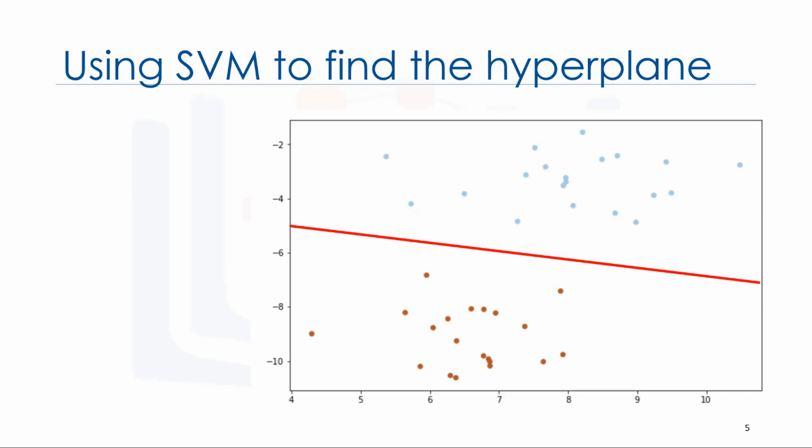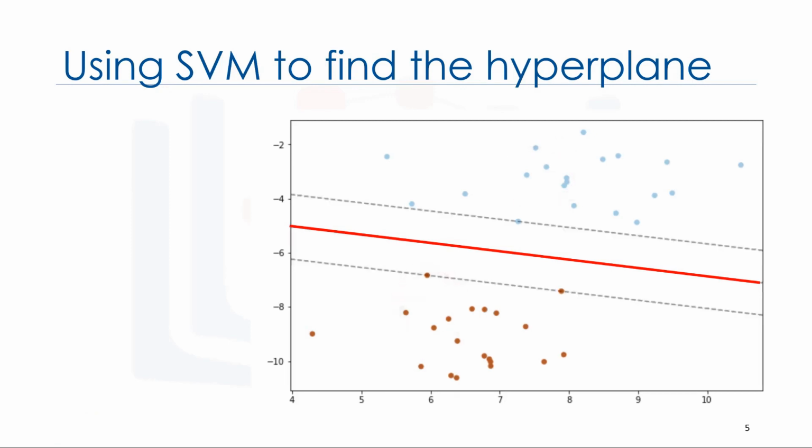Basically, SVMs are based on the idea of finding a hyperplane that best divides a dataset into two classes, as shown here. As we're in a two-dimensional space, you can think of the hyperplane as a line that linearly separates the blue points from the red points. One reasonable choice as the best hyperplane is the one that represents the largest separation, or margin, between the two classes. So, the goal is to choose a hyperplane with as big a margin as possible.